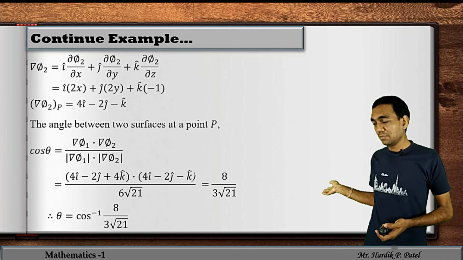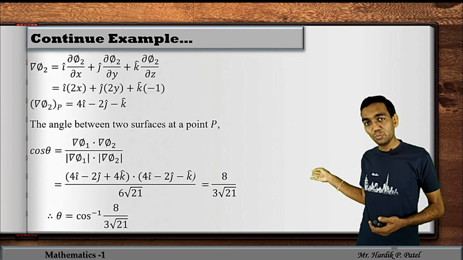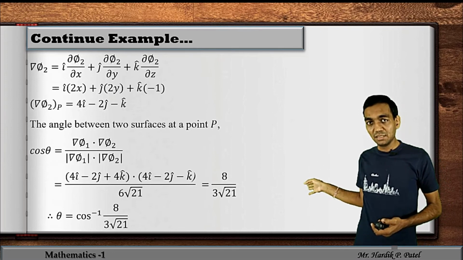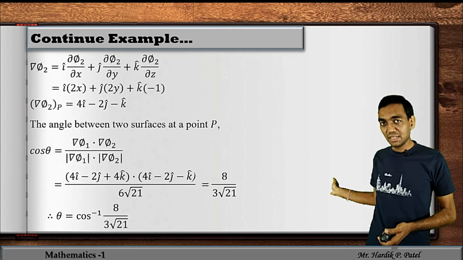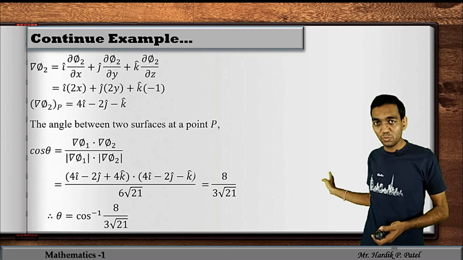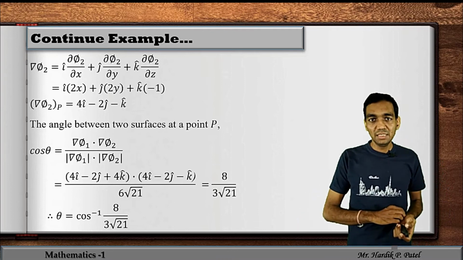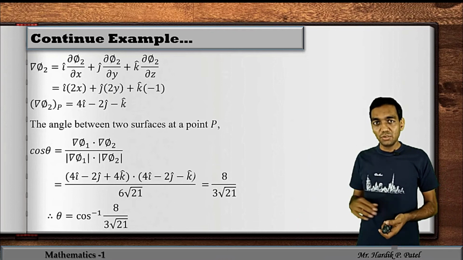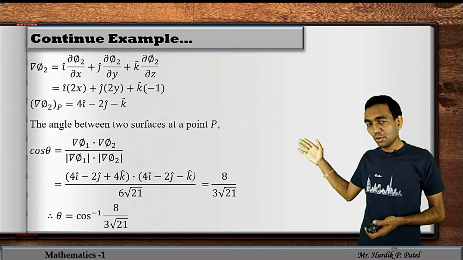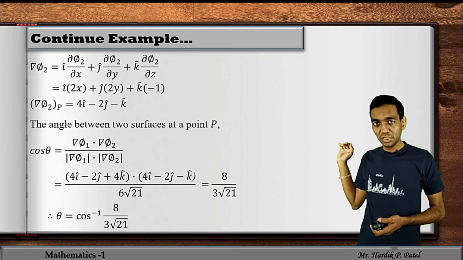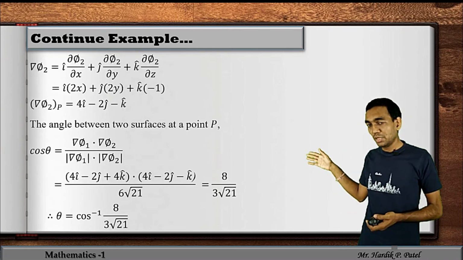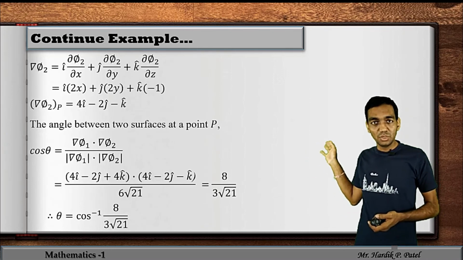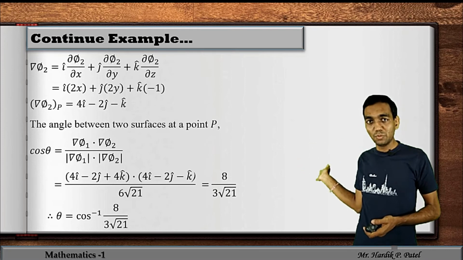So in the denominator, the first term will be the square root of 16 plus 4 plus 16, that is the square root of 36, which has a value of 6. And the second bracket has the square root of 16 plus 4 plus 1, that is the square root of 21. And in the numerator, you are going to take a dot product. So the i component is multiplied, the j component is multiplied, and the k component is multiplied. And that will give you 4 into 4 plus minus 2 into minus 2 plus 4 into minus 1.